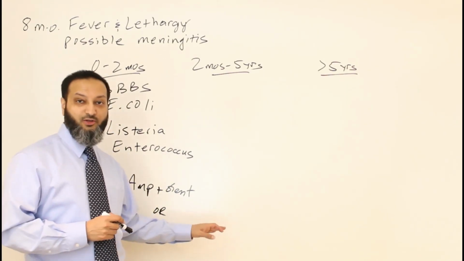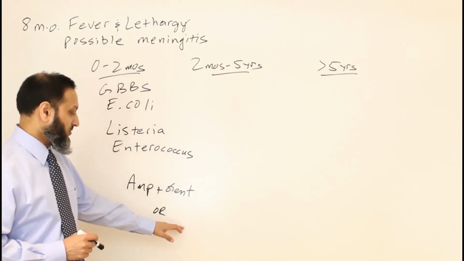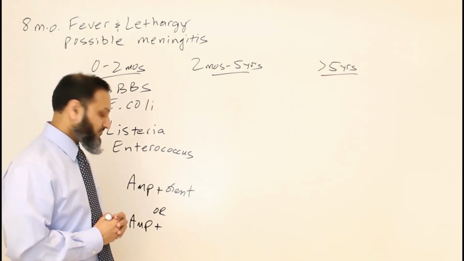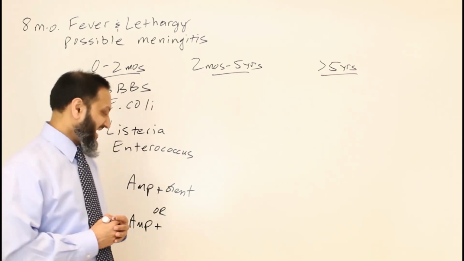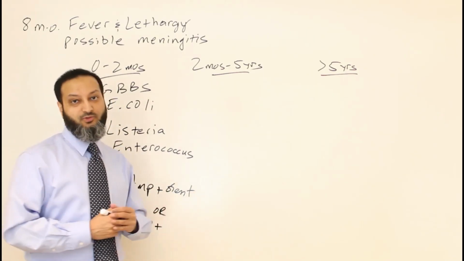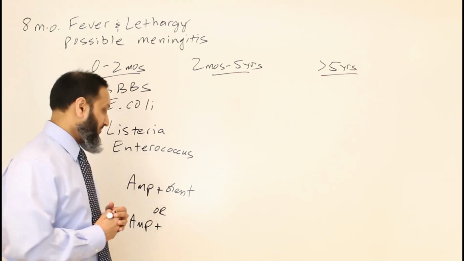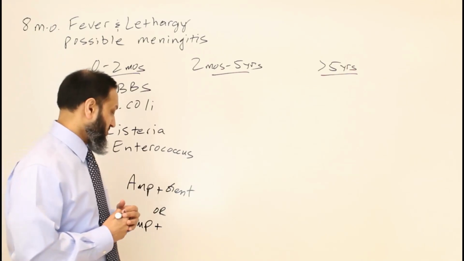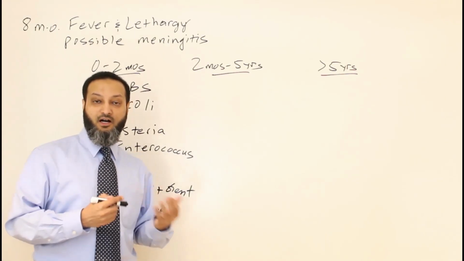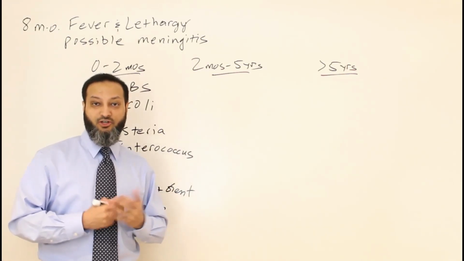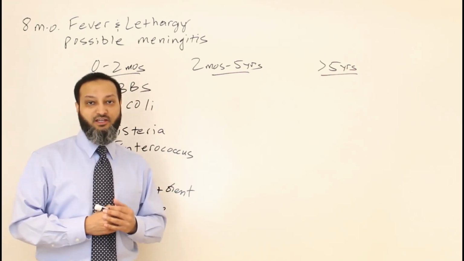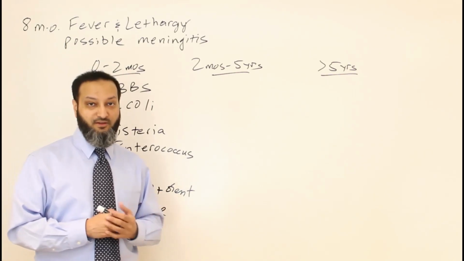So what is the 3rd generation cephalosporin that we'll use in this age group to cover these organisms? You might think it's ceftriaxone. Actually, ceftriaxone we don't want to use in the newborn period because it causes biliary sludging and also displacement of protein from bilirubin, which can lead to kernicterus. So it's a relative contraindication to use ceftriaxone in the newborn period, especially under 1 month of age.